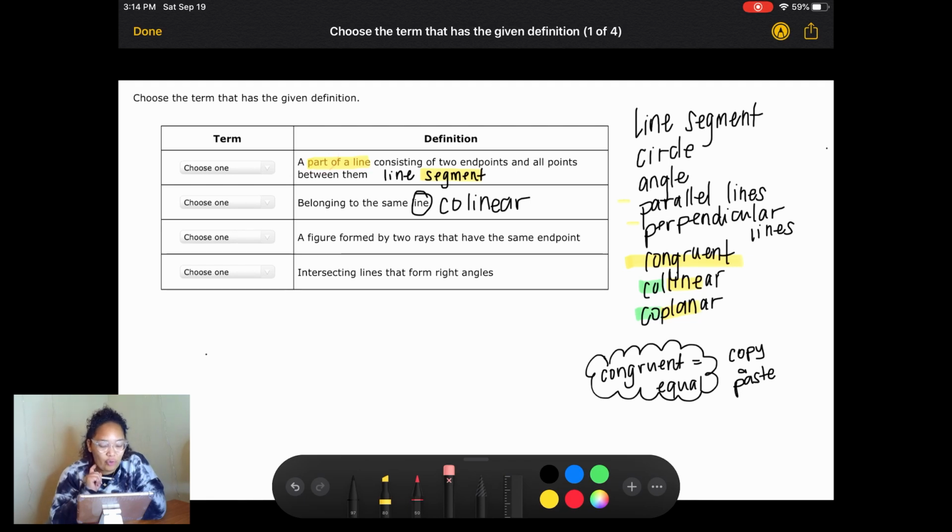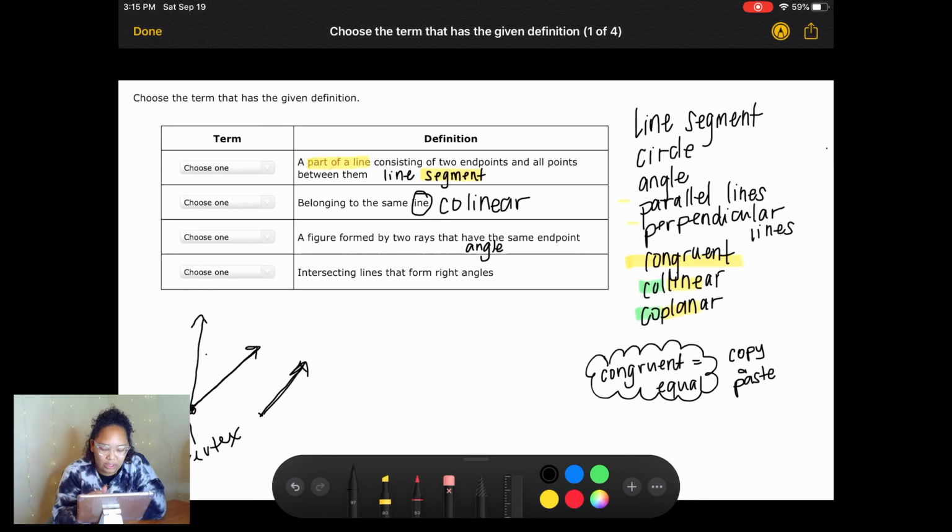So next, this is a figure formed by two rays that have the same endpoint. So this would be an angle. I'm going to talk about this real quick. A ray is a point with half of a line. A line goes in two directions. So if I take my little eraser and say, part of that from this point onward in one direction is a ray. So if I have two rays that have the same endpoint, and that endpoint is called a vertex, that is an angle, okay?